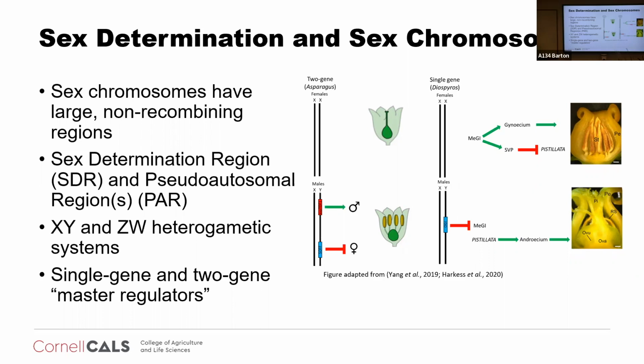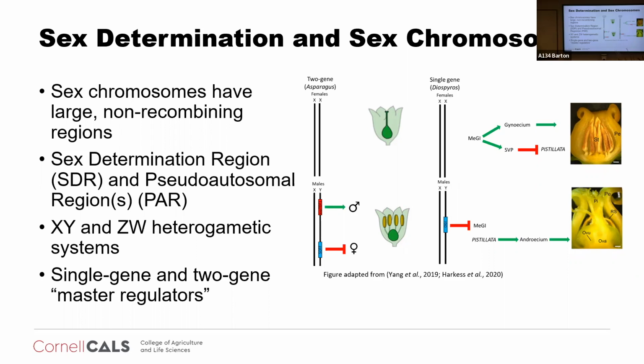Adjacent to the SDR are pseudo-autosomal regions, which are freely recombining regions of the sex chromosomes that can be treated like autosomes for all intents and purposes. And then when we look at inheritance of sex, there are two primary systems in angiosperms: the XY and the ZW. In the XY system, the males are the heterogametic sex, so males are XY, and females are the homogametic sex, so females are XX. This is the system that's present in humans and mammals, so you're probably familiar with that.